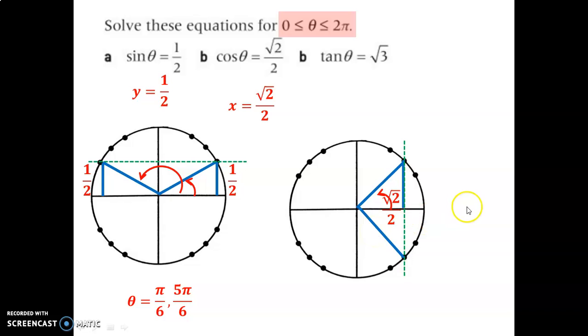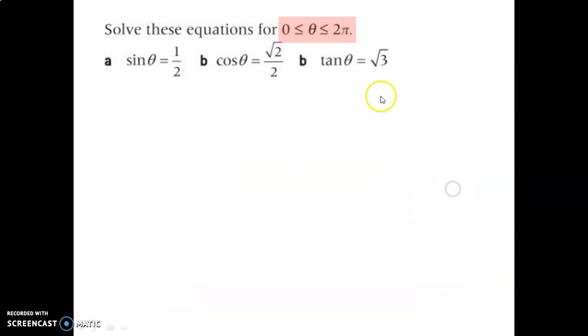What are those two angles? In radians, those two angles are pi over 4 and 7 pi over 4. Pi over 4 right here, because when we see √2 over 2, we know this is a 45, 45, 90 triangle. So if this is 45, that's the same as pi over 4. And if you keep going, that is 7 pi over 4. Great. Try the last one.